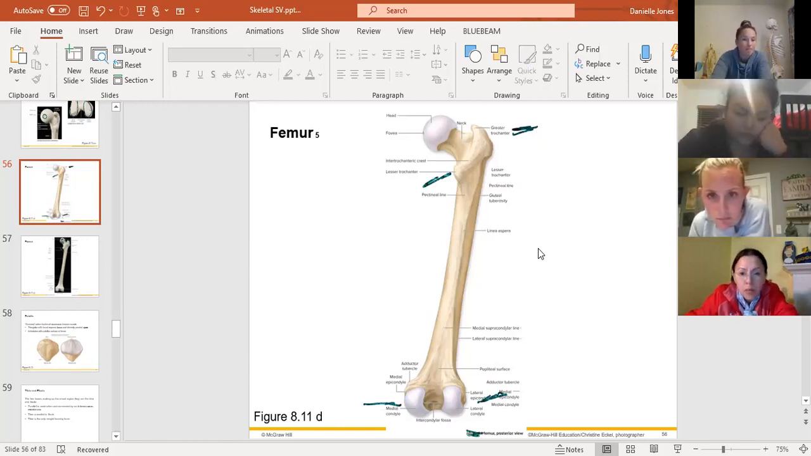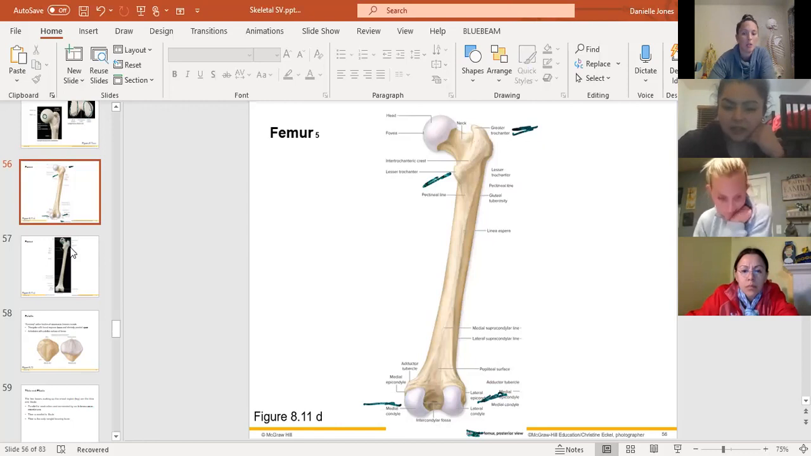So right or left? Right. It's just the back of it. Yep. Right. You got it.